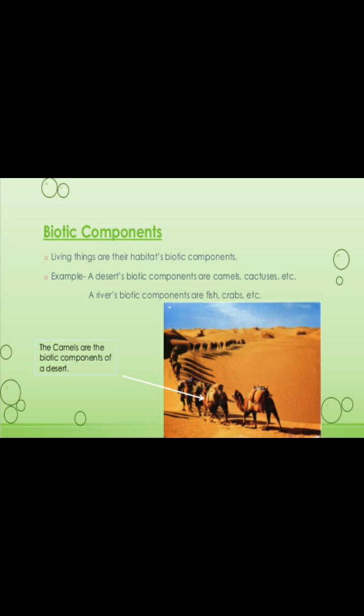Living things are the habitat's biotic components. For example, a desert's biotic components are camels, cactuses, etc. A river's biotic components are fish, crabs, etc. The camel is a biotic component of the desert.